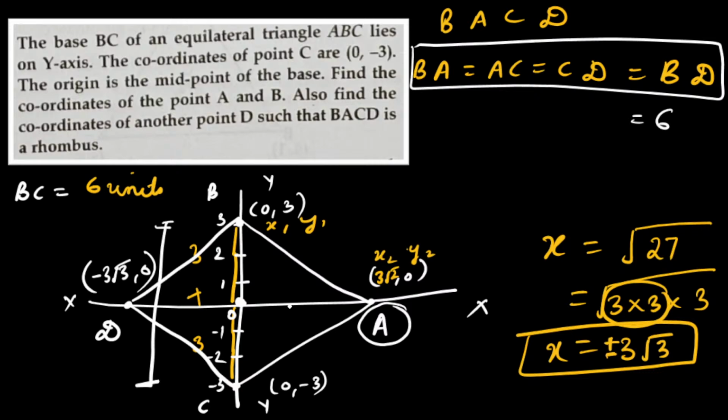Is it clear to everyone? As this is the origin, on the y-axis one point lies on 3 and another point lies on minus 3. In the same way on the x-axis, if one point lies on positive 3 root 3, the point on the other side will be on negative 3 root 3, because all the sides are equal. From the origin the same distance will be there. So here we have completed the last question as well. So section and midpoint is completed.